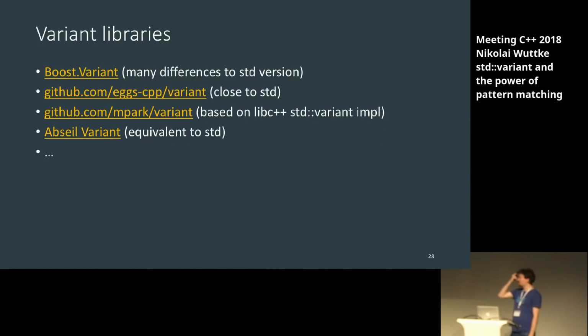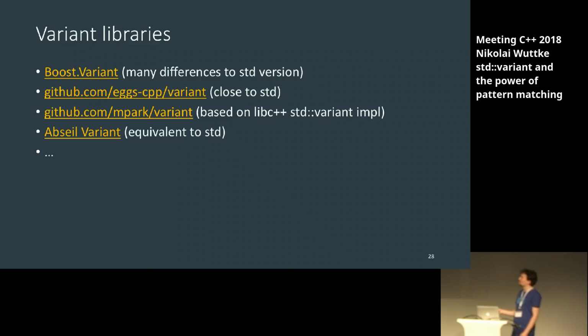And so if you want a variant, you actually have tons of options. There are many libraries that provide it. Boost has one if you want to use that, although I think it even works in C++98, so it requires a lot of preprocessor stuff, and so it's pretty slow to compile. It's also a bit different from the version that's in the standard.